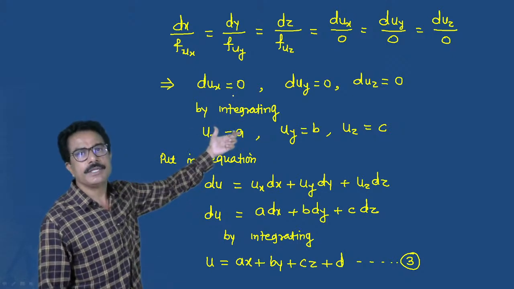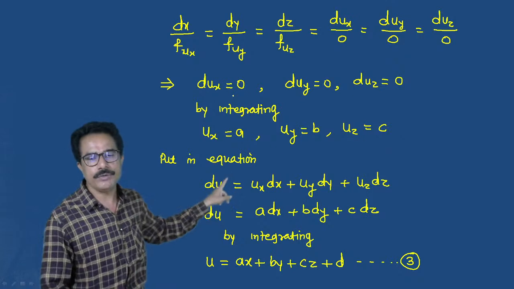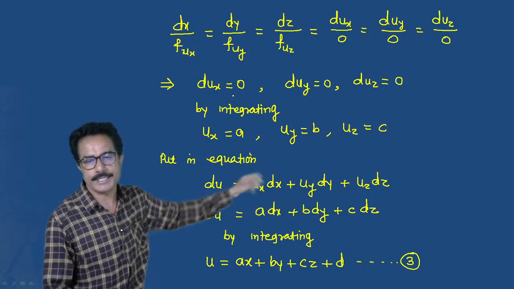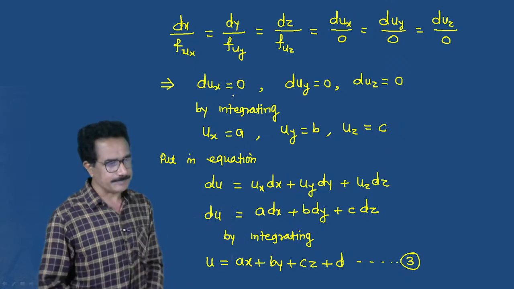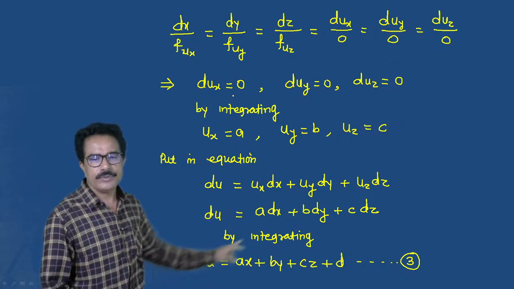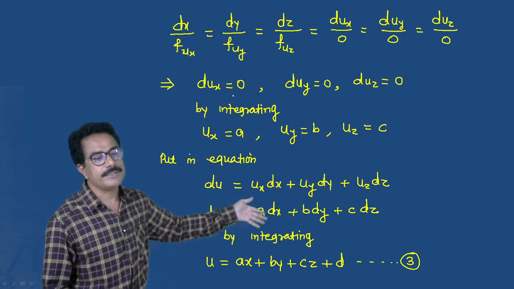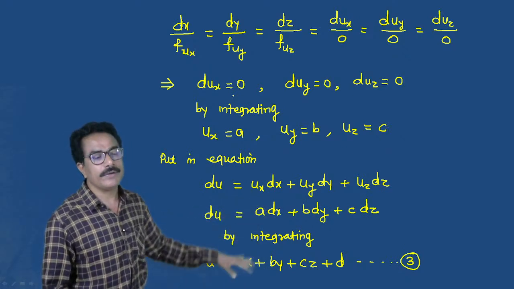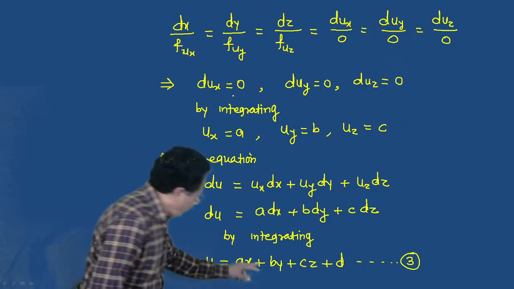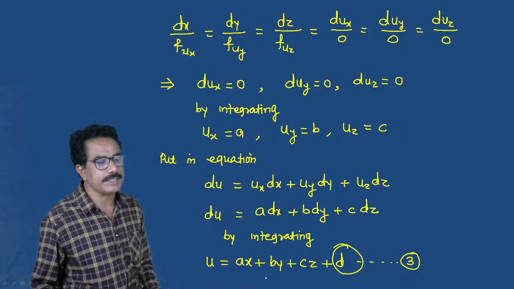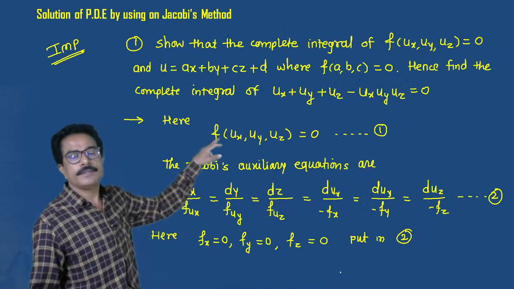So put these values in the Pfaffian differential equation. What is that Pfaffian differential equation? That is du is equal to ux dx plus uy dy plus uz dz. So du is equal to a dx plus b dy plus c dz. By integrating, we can write du's integration u, a constant as it is, dx integration x, b as it is, dy's integration y, again c as it is, dz integration z, and the constant of integration here. In this case, we have considered the constant of integration d. So this is the required solution of this partial differential equation.